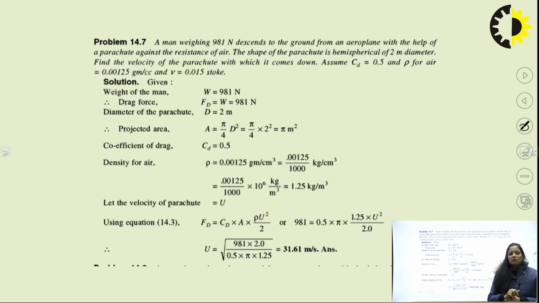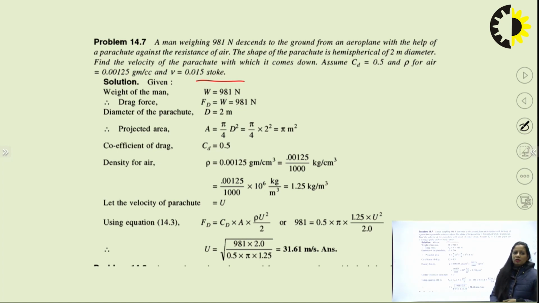Find the velocity with which the parachute comes down. Assume CD as 0.5 and rho of air is given. Obviously, density is given in gram per centimeter cube, and you need to convert it into kg per meter cube. And here one particular term is also given, kinematic viscosity, 0.015 stokes.